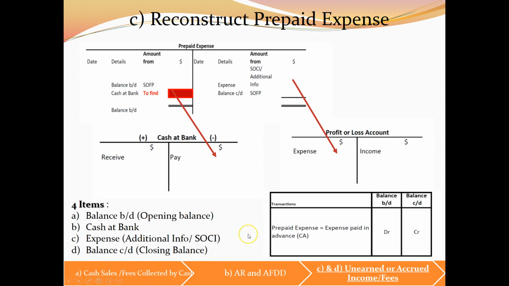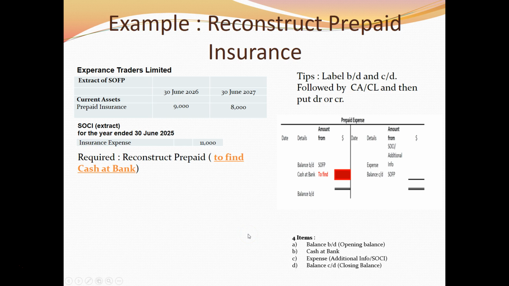Now, how to apply. Let's say this is the information that you get. You have prepaid insurance, opening balance, closing balance. So you put opening balance, closing balance, and then you have insurance expense. Most students' issue would be, don't know where to put my cash at bank, don't know where to put my expense. Always remember, if you want to find your cash at bank, ask yourself, when you make payment, credit cash at bank, so you have to debit this account. So your expense is always opposite sign of your cash at bank.